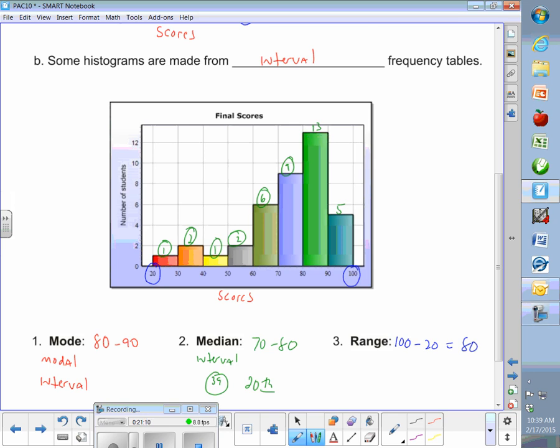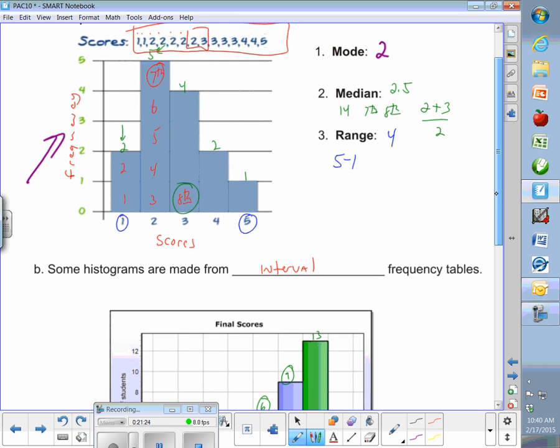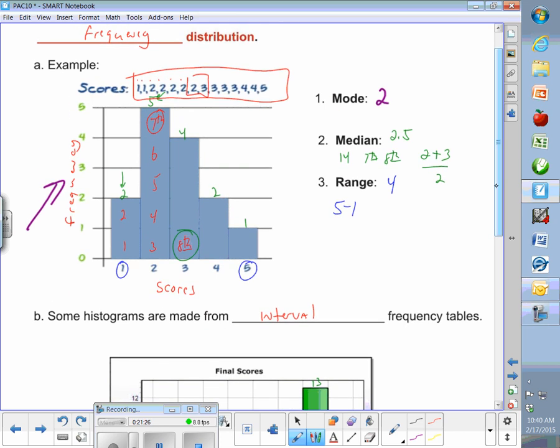The histogram with intervals is a little bit different. You've got to treat it a little bit differently, but the same concepts. All right, mode, median, and range. That's the idea. Those are the concepts. I hope they make sense to you, and we'll review them some in class tomorrow.